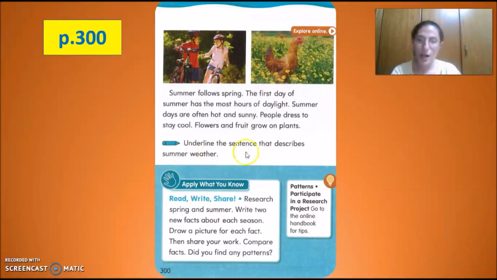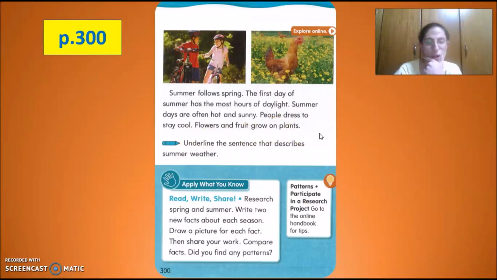Clear? Underline the sentence that describes the summer weather. Remember, when they say it describes, it means that it tells us about the summer weather. So underline the sentence that describes the summer weather. Summer follows spring. The first day of summer has the most hours of daylight. Summer days are often hot and sunny. People dress to stay cool. Flowers and fruits grow on plants.